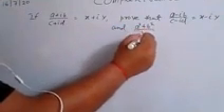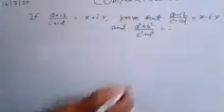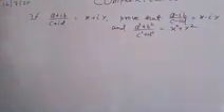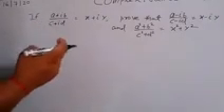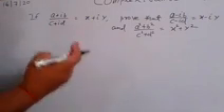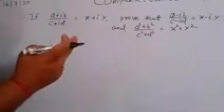You have to prove that result, and also you have to prove the other result: a square plus b square upon c square plus d square is equal to x square plus y square. Here you have to prove this result. Understand? So what is given? Here you are given a plus ib upon c plus id is equal to x plus iy, and you have to prove that result.